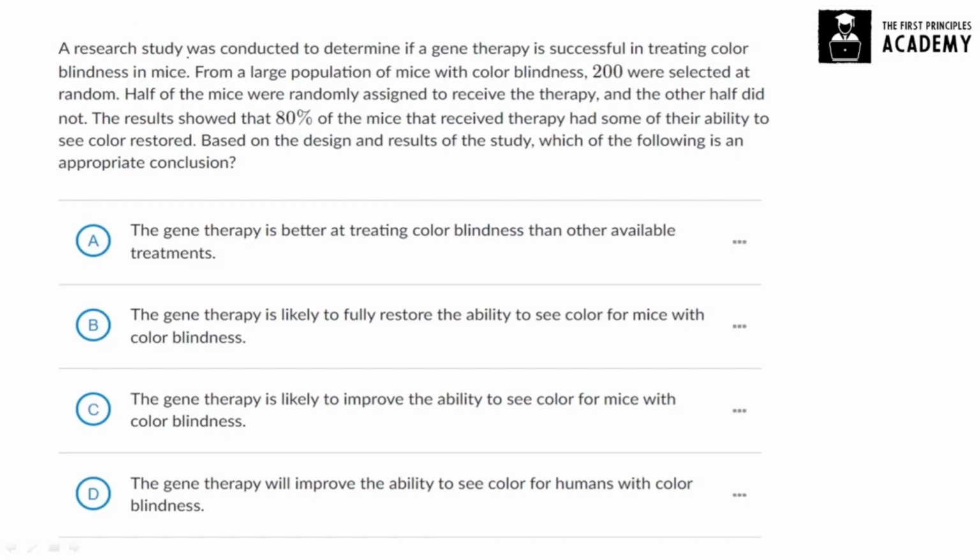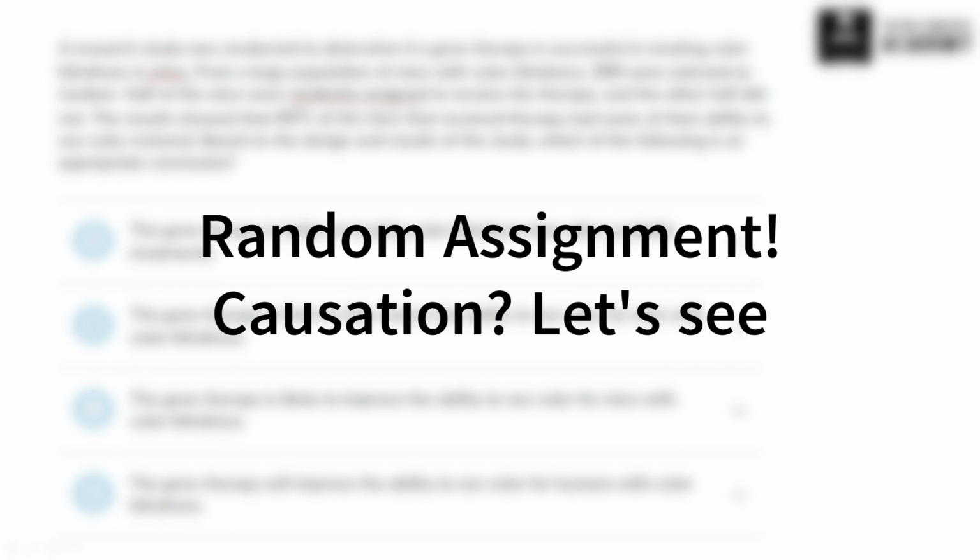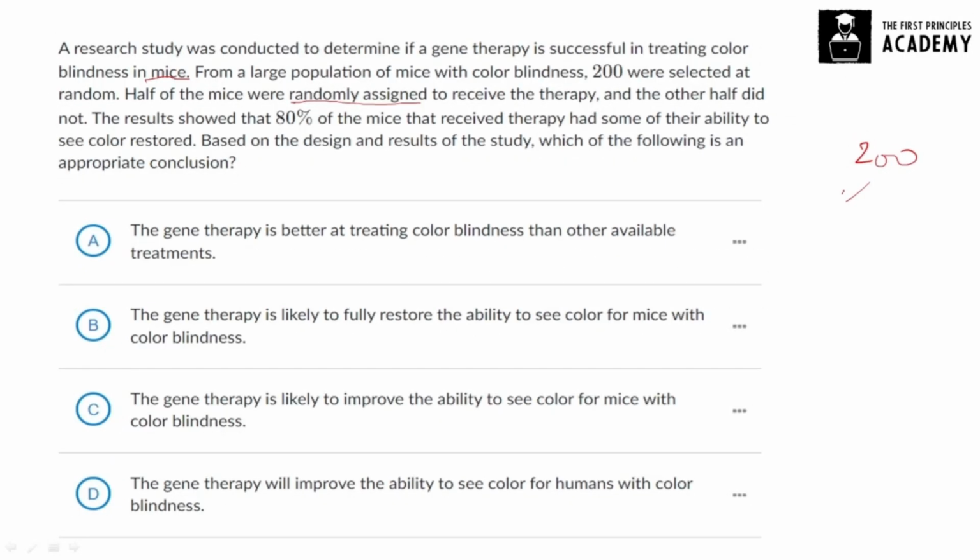So it says a research study was conducted to determine if a gene therapy is successful in treating color blindness in mice. So we are basically treating color blindness in mice. From a large population of mice with color blindness, 200 were selected at random. So a fair way to create a sample. Half of the mice were randomly assigned to receive the therapy. So very important to note, there is a random assignment, right? So out of 200, 100 are assigned the therapy and 100 are not assigned the therapy.